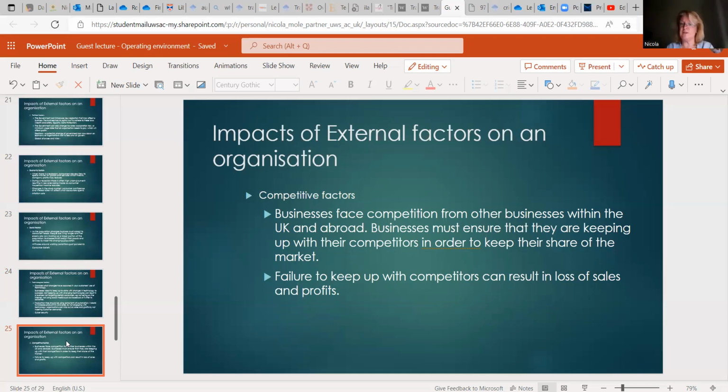If you don't do this, you will lose sales, and if you lose sales, you are therefore going to lose profits. You can gather this information either through market research, which you commission, or you can buy readily available market research that has been done.